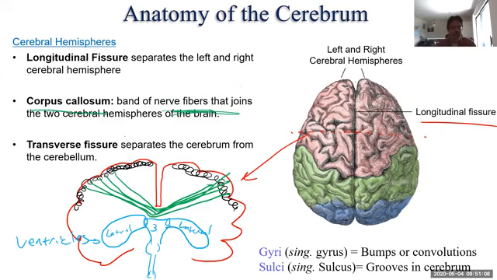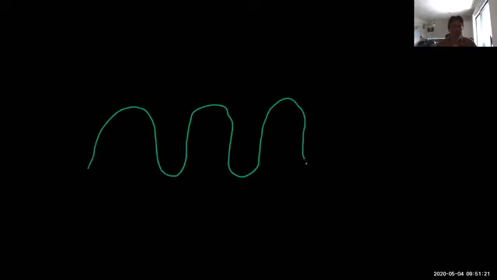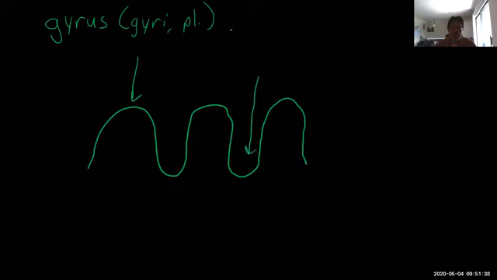Now, just a reminder, as we're looking at the surface, I'll put a blank screen here just so I have a little more room. You'll notice that it's highly convoluted, like this, bump, bump, bump, right? And each of these bumps is called a gyrus. Now, if you have more than one, then we say gyri. That's the plural version. And then the depressions in between, each one is called a sulcus.